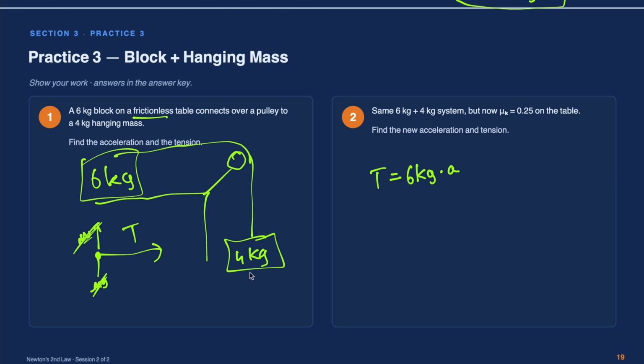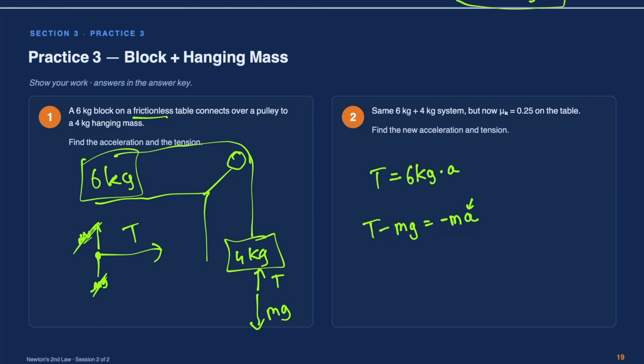For the 4 kg block, it would be Mg. There's no normal here, there's only tension. Tension minus Mg is equal to negative Ma, right? Because A here is in the downward direction. And since I considered Mg as downward, I need to consider Ma as downward as well.